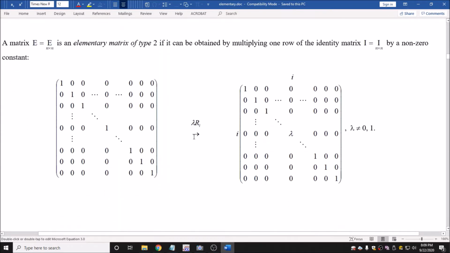A matrix E is an elementary matrix of type 2 if it can be obtained by multiplying one row of the identity matrix I by a non-zero constant. So here we are illustrating that. Here is the identity. We're performing a type 2 elementary row operation, multiplying row I by a non-zero constant, lambda, to obtain this resulting matrix, which is an elementary matrix of type 2.